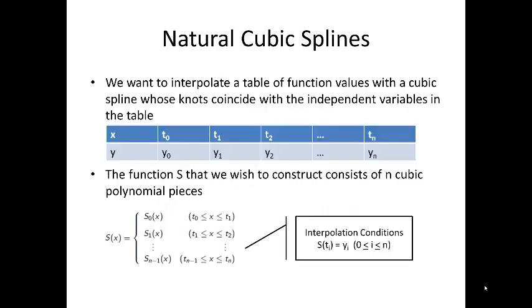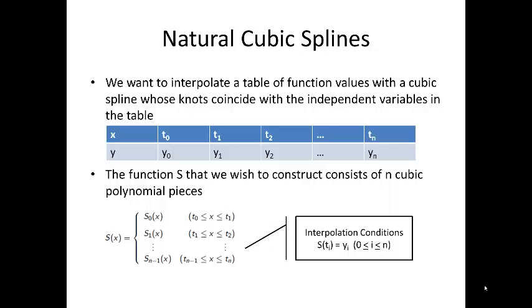So for natural cubic splines, we want to interpolate a table of function values with a cubic spline whose knots coincide with the independent variables in the table. Here the t sub i's in this table are the knots, and we're going to assume that they're arranged in ascending order. The function s that we wish to construct consists of n cubic polynomial pieces, and the interpolation conditions are s of t sub i is equal to y sub i. So basically it takes on those values at the knots that we specified in the table.